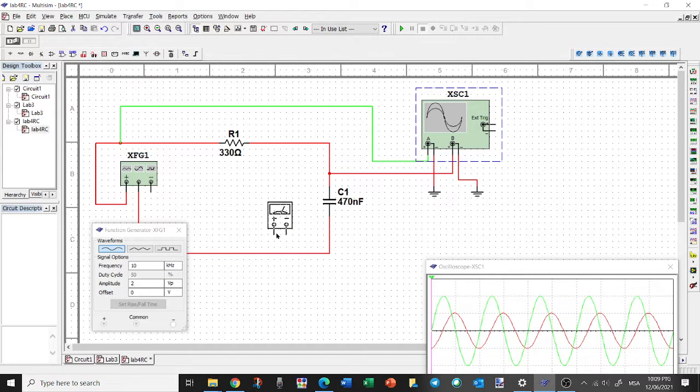If you want to measure, kalau untuk lab 3 ni, you tak perlu guna oscilloscope pun sebenarnya, kamu boleh gunakan just multimeter saja. So make sure you know how to connect the multimeter lah. Kalau you measure voltage, kat mana? Kat sini lah kan, across R1.